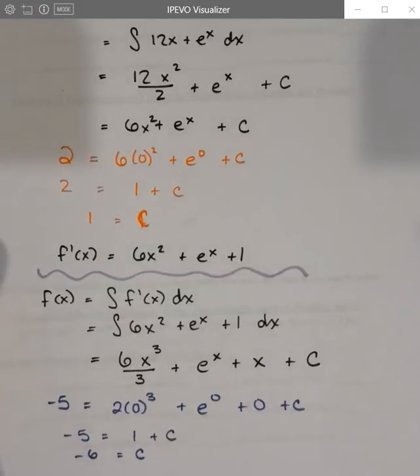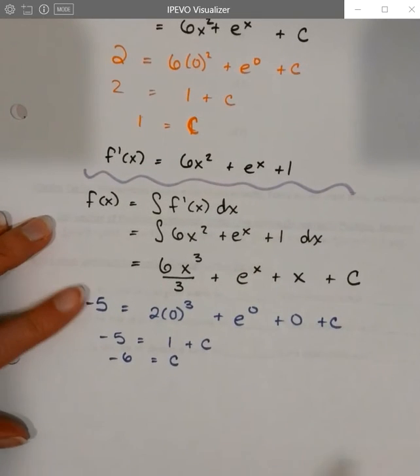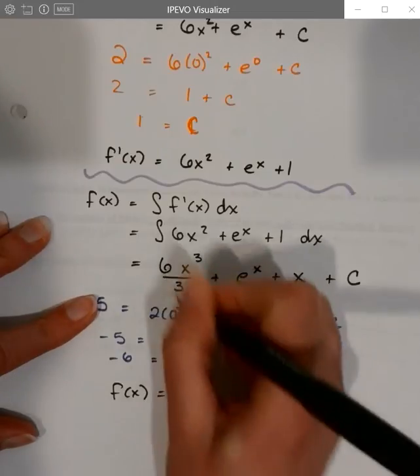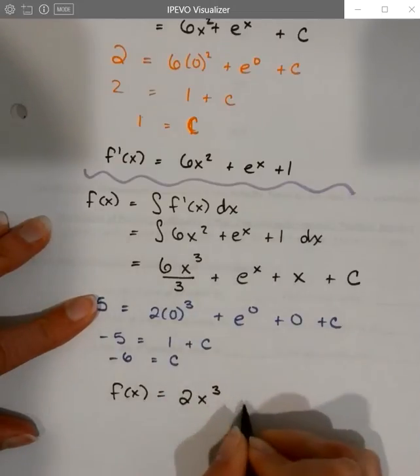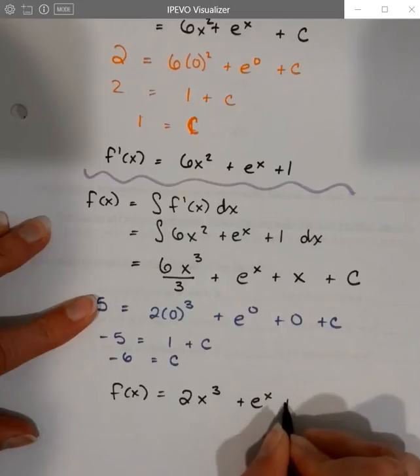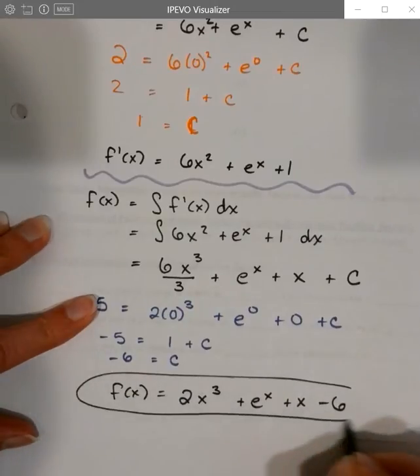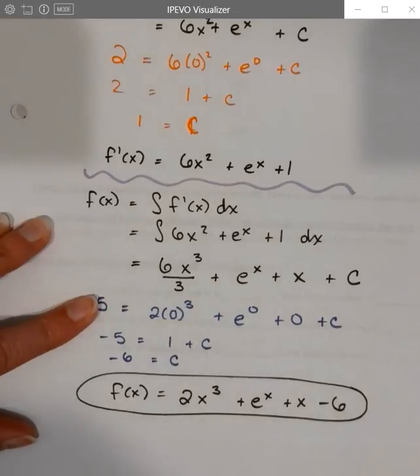And so we can finish off our initial value problem here with f of x equals 2, I'm reducing that now, x cubed plus e to the x plus x minus 6. And now we have our final answer to this initial value problem.